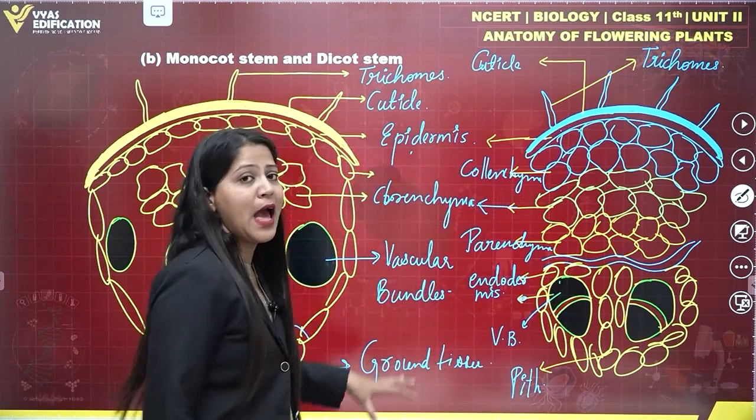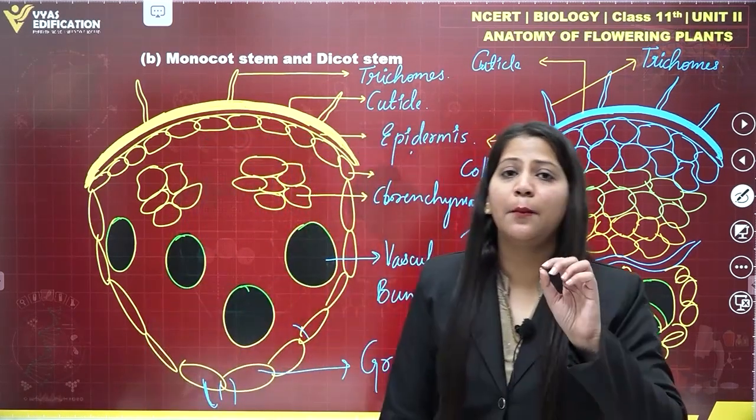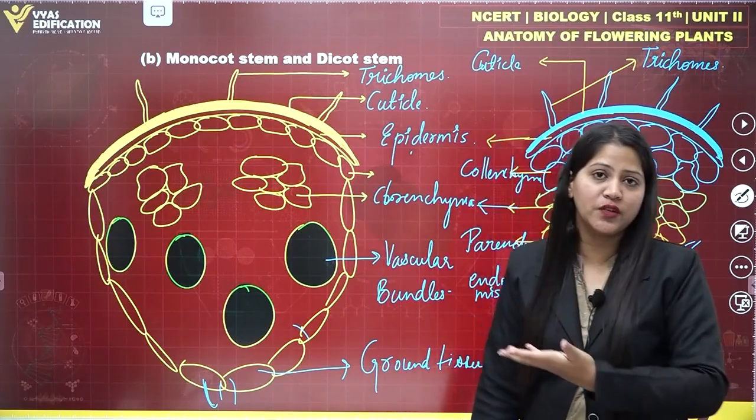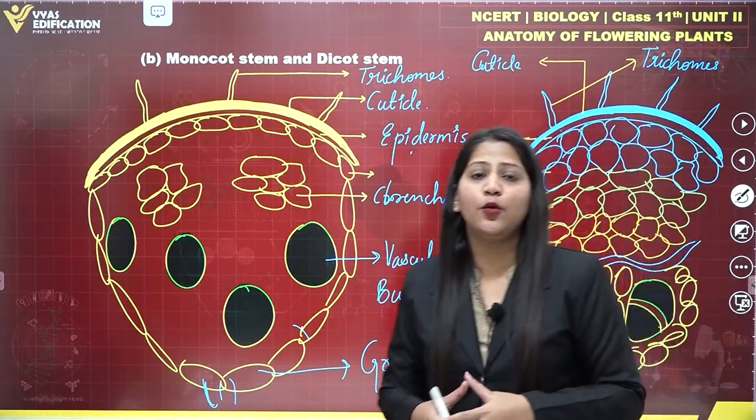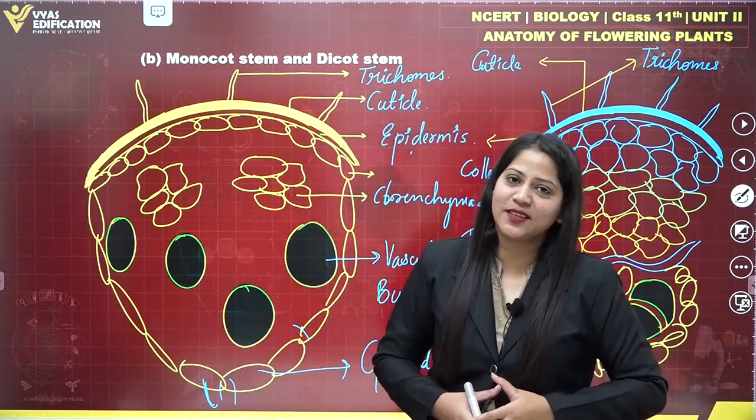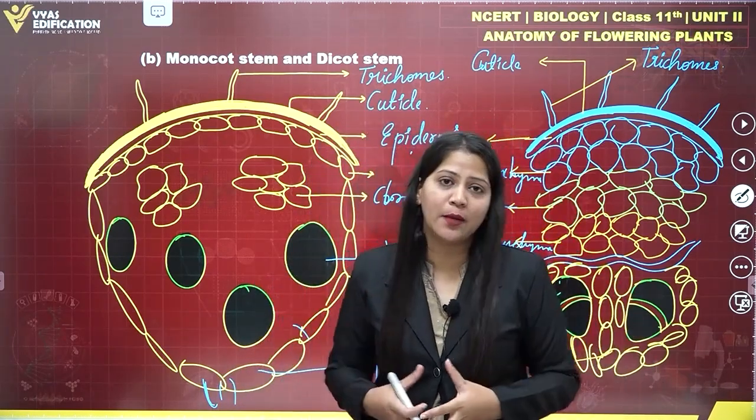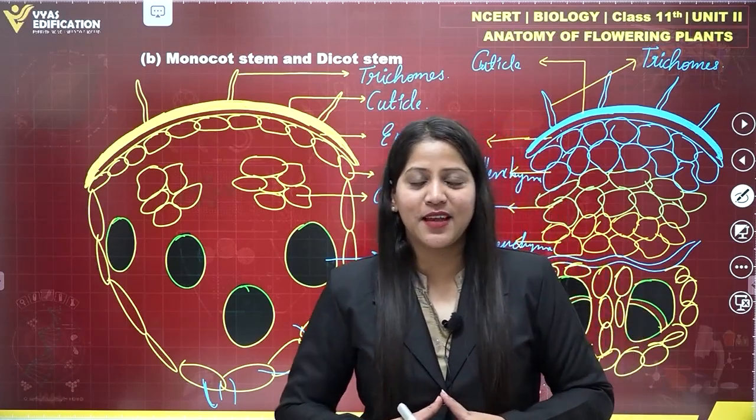Alright, we have already labeled the monocot and dicot roots in the previous slide, and in this slide we have labeled the monocot and dicot stem. So this is how you will make the diagrams in your board exams, and with this we have completed the solution for this question.